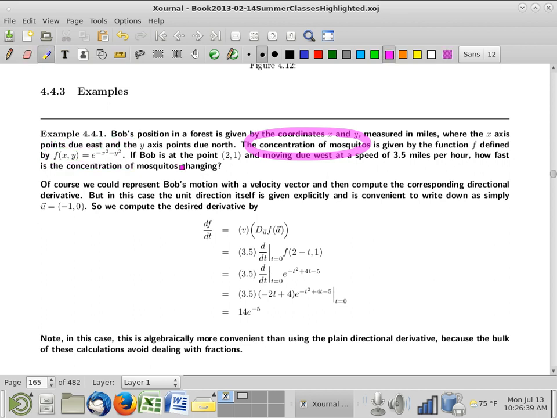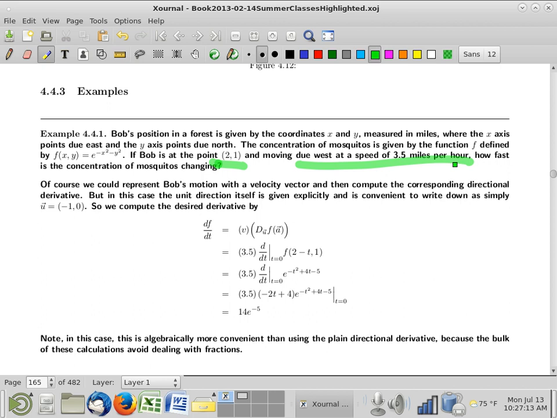The question is: if Bob is here and moving with that velocity, how fast is this function changing? At a glance, we have an input point and an input velocity. I know exactly what's happening in the domain. The question is how fast the function is changing, so what we're looking for is the directional derivative. So what does this have to do with unit directional derivatives? Why would I bother with them?